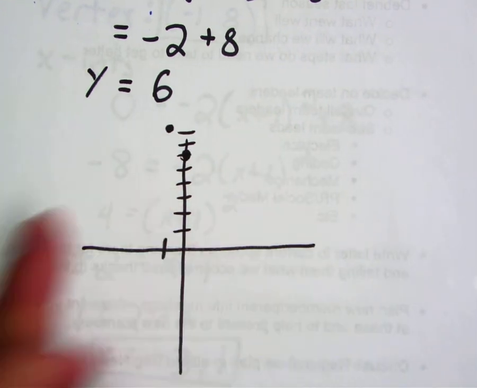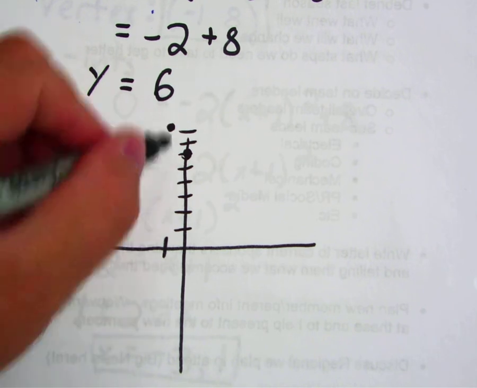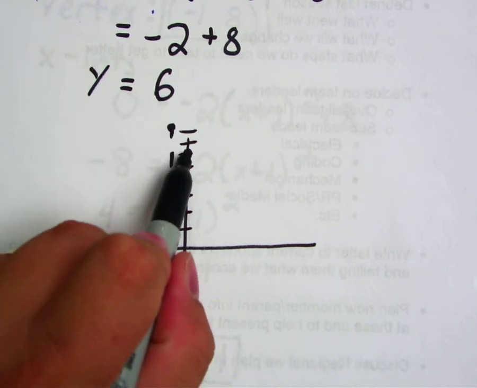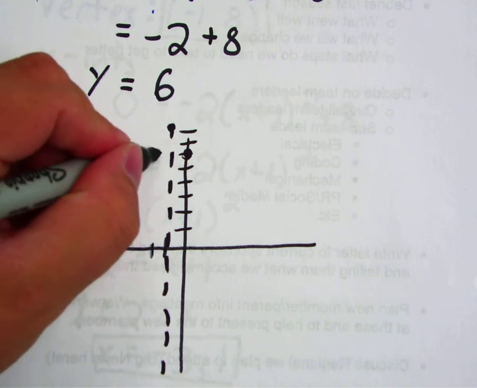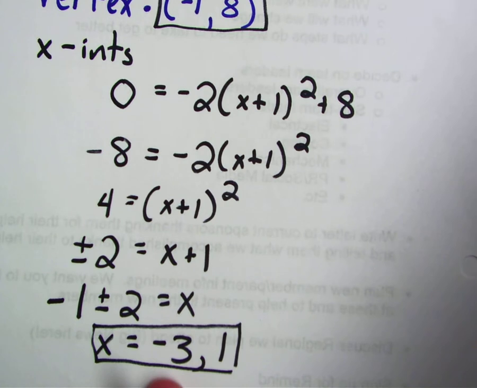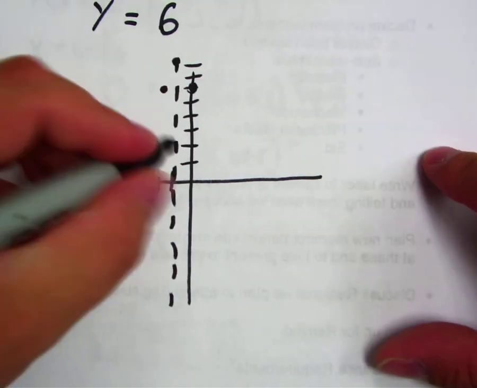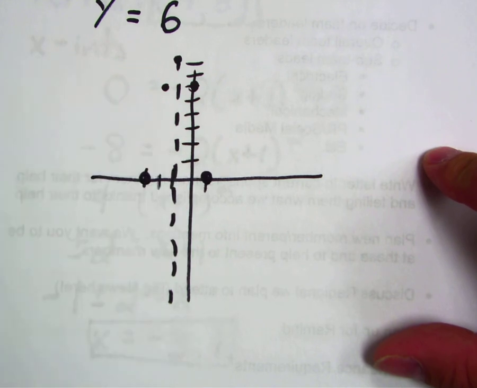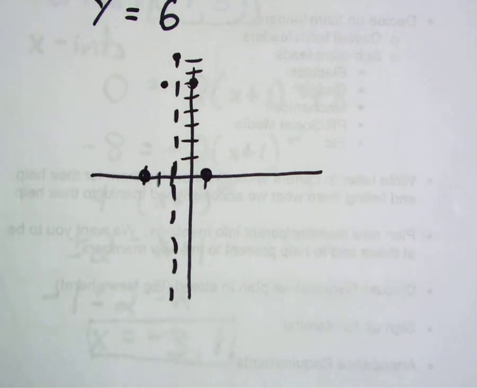Now I know this function is symmetric about the axis of symmetry, and the axis of symmetry is right there at the vertex at negative 1. So if this point is over here at 6, I also know there'd be a point at negative 2, 6. And then the final thing I'm going to do to graph this is to graph my x-intercepts at negative 3 and at positive 1.